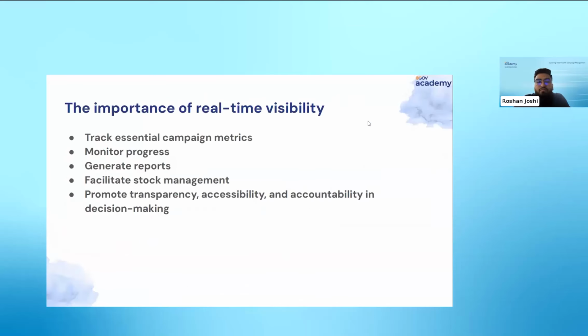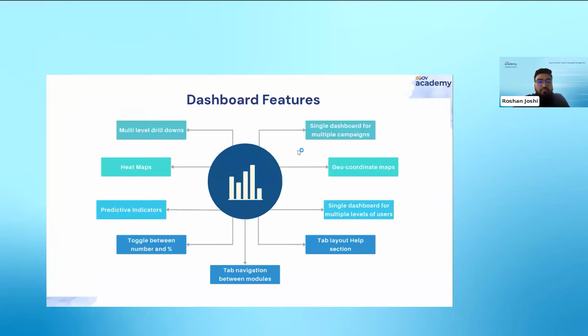So, what is the importance of real-time visibility? I think this is very self-explanatory. It helps track essential campaign information. It helps to monitor the progress and take real-time actions. It promotes transparency and accessibility, and helps make improved decisions during the campaign.